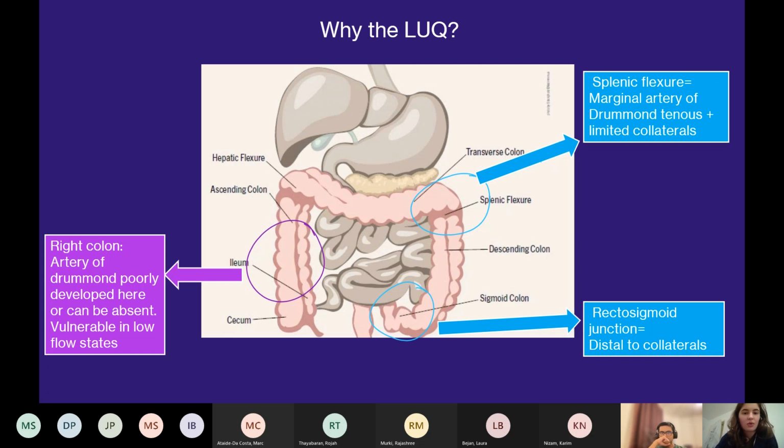Okay, so why is the left upper quadrant affected in particular? Does anyone know? There's three main areas that are most at risk of ischemia, and it's because in development, we're sort of made a bit wrong. We are imperfect, and our blood supply is imperfect. But this is something that could come up as to why this happens. So has anyone heard of watershed areas?